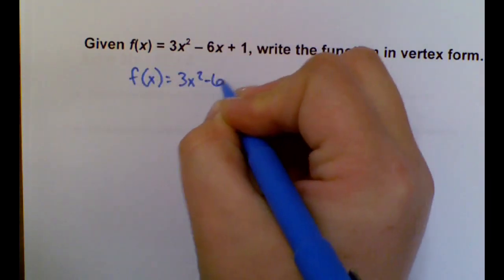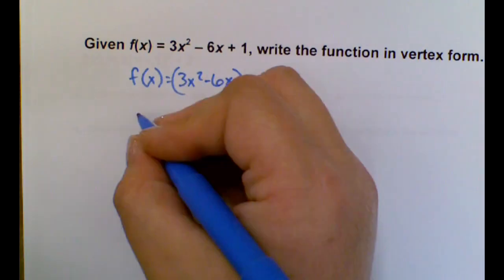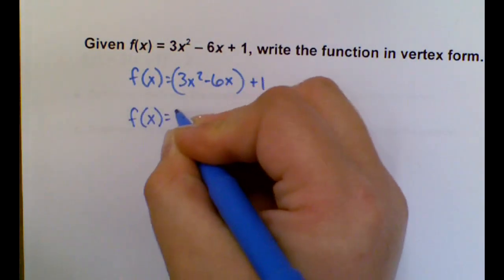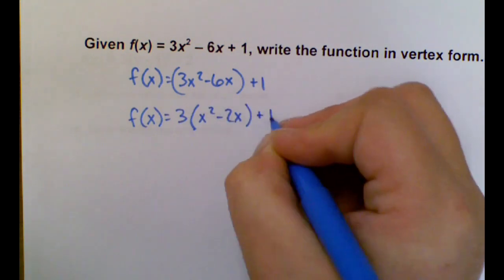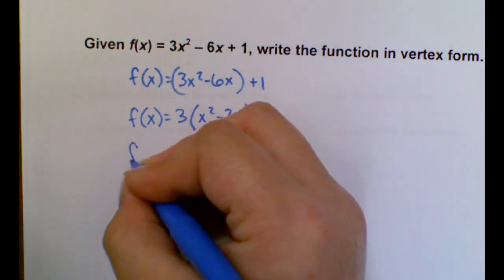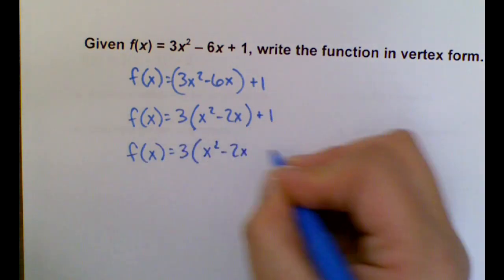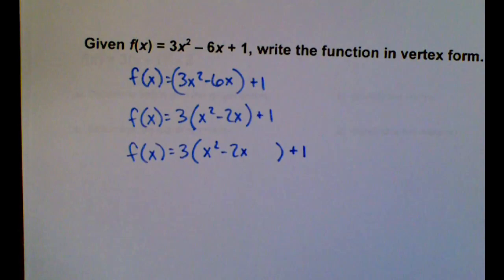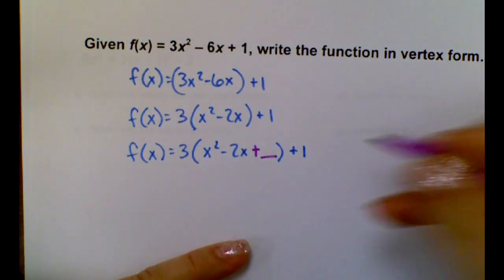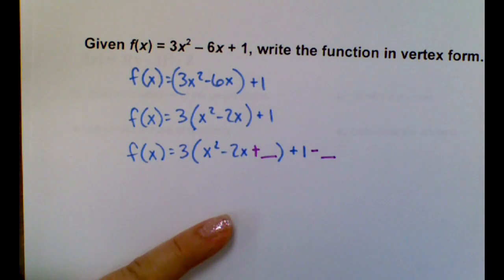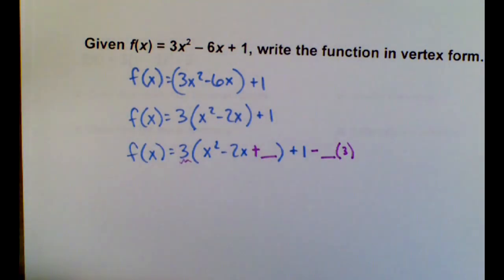3x squared minus 6x, and this plus 1 is just hanging out. Take the GCF out of there, so f of x equals 3 times x squared minus 2x, still a plus 1. Now I need to complete my square. So I'm going to put a little extra space in my parentheses, and we are going to add some number inside the parentheses, which means if I'm staying on one side, I need to subtract it. Don't forget this 3. That needs to be multiplied by the number we subtract.